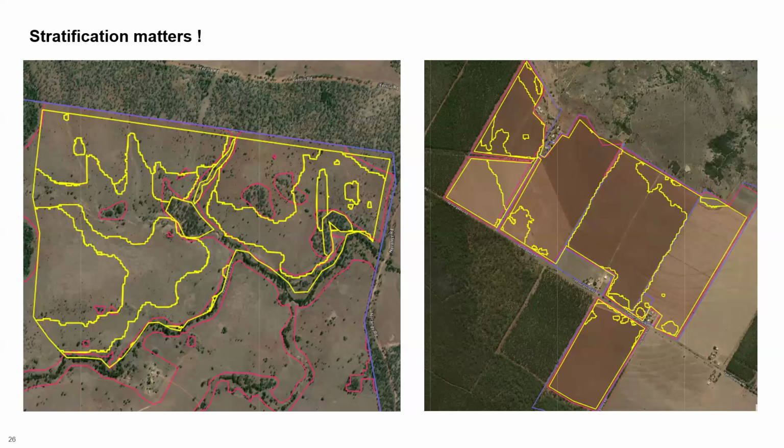Anyway, there are two examples of stratification on the screen, just to show you the difference in variance depending on what sort of terrain and vegetation your property has. The one on the left, which I think is stratified using NDVI and height, elevation, you can see the strata follow more or less the contour of the terrain, except for little pockets there.